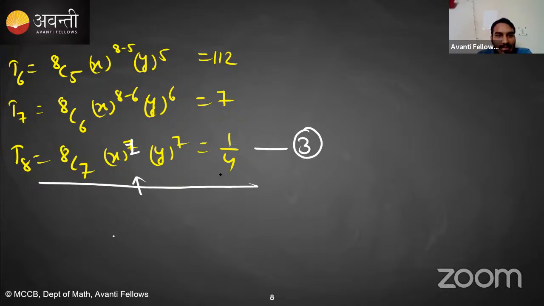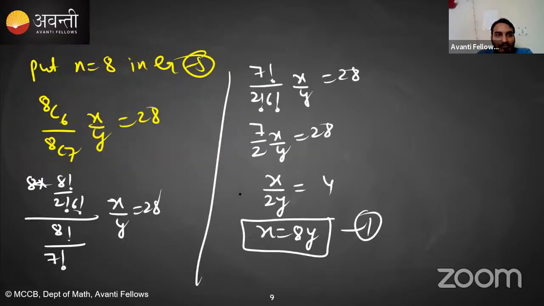Okay. Is that clear? Okay. After that, I said to put n equal to 8 in equation 5. So what was equation 5? Equation 5 is what we got from dividing equation 2 and 3. This is equation 5. Now put n is equal to 8.